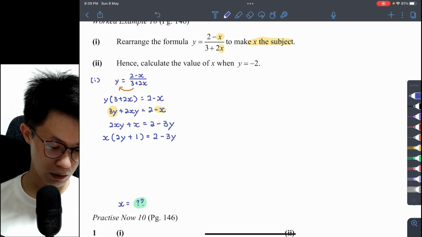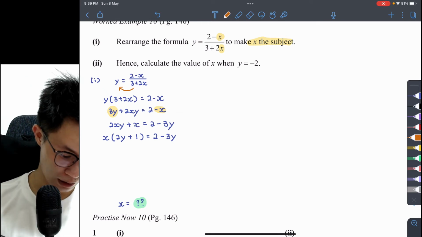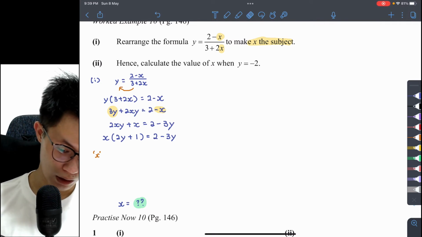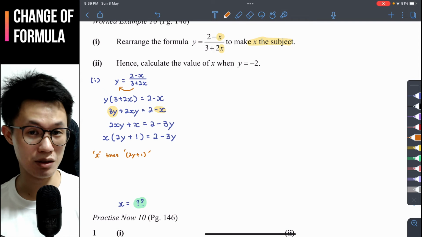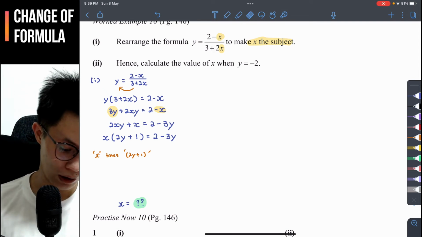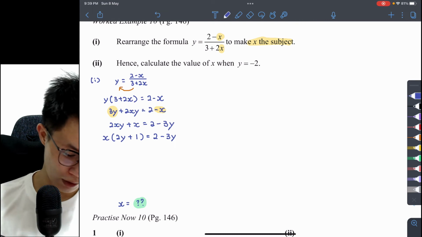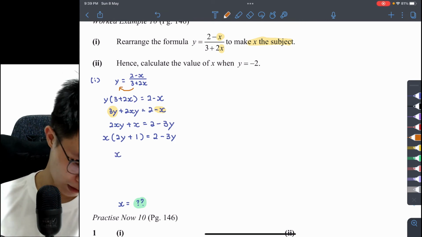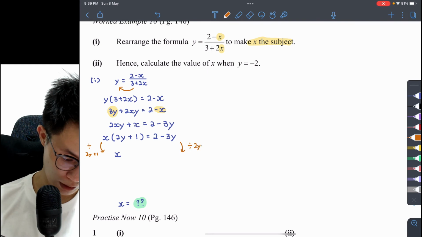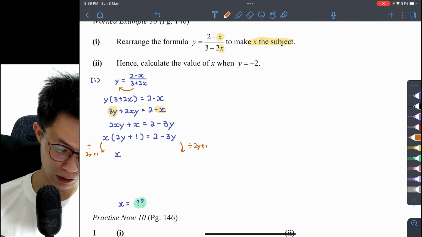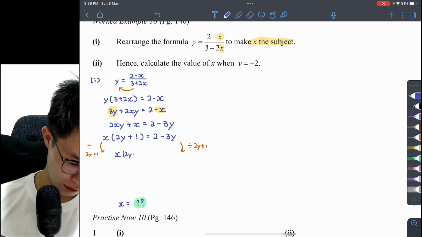Can you see that in this case, x is multiplied by 2y plus 1? Since this is times, if we want to bring this entire thing over to the right side, we will have x equals, and I'm going to divide by 2y plus 1. Divide by 2y plus 1. And when we divide by 2y plus 1, what you have essentially is something like this.